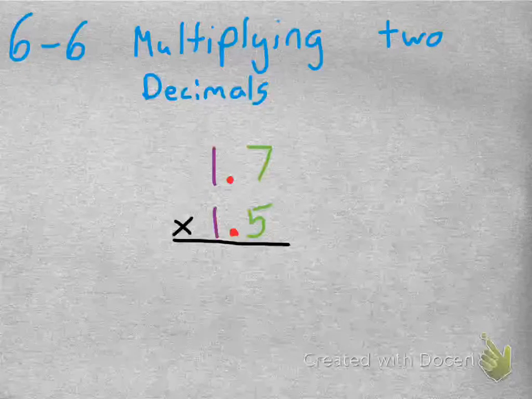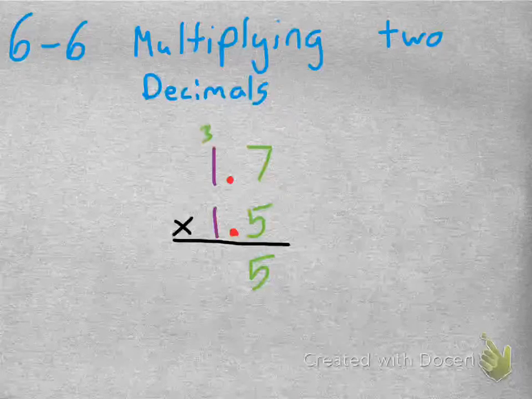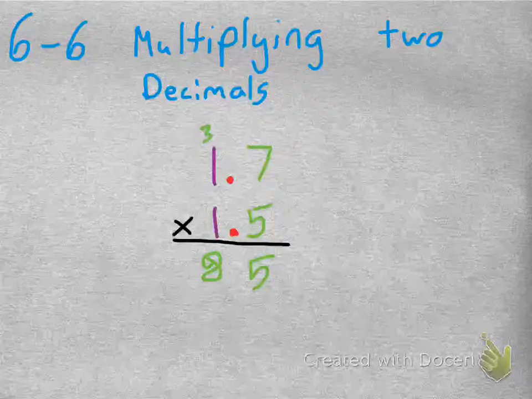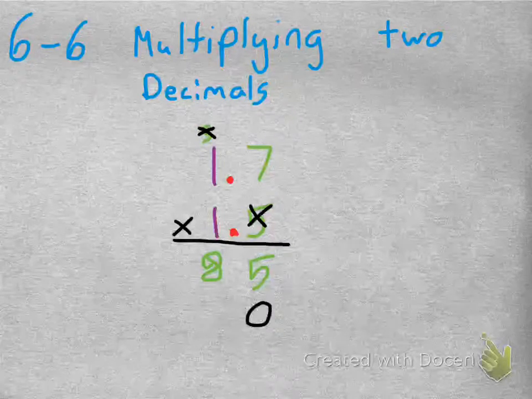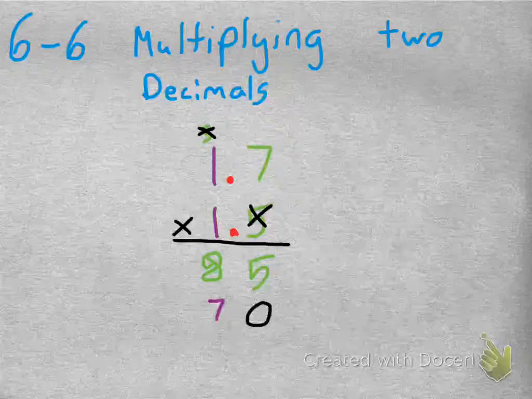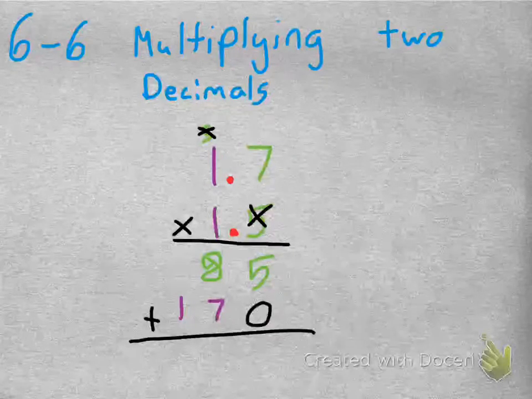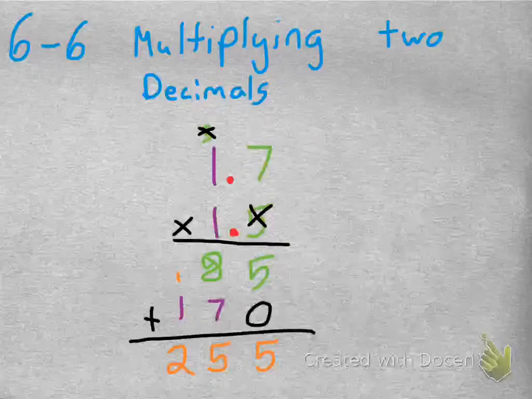So 5 times 7 is 35, carry the 3. 5 times 1 is 5, plus 3 more is 8. And then I'm going to tic-tac-toe. 1 times 7 is 7, and 1 times 1 is 1. Add up my partial products. 5 plus nothing is 5. 8 plus 7 is 15. Carry the 1, and 1 plus 1 is 2.